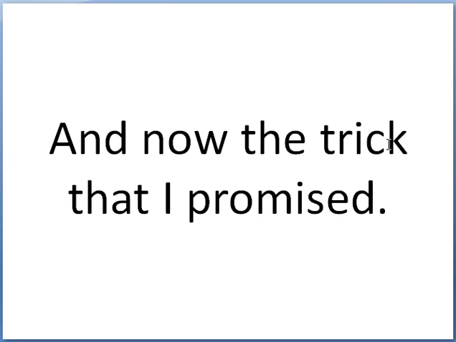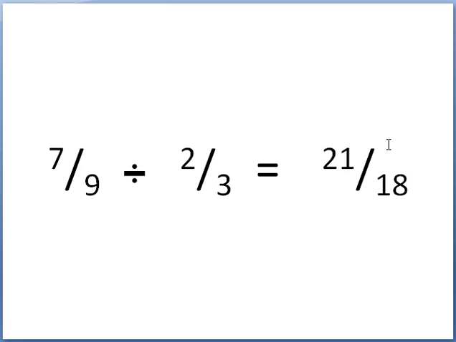And now the trick that I promised. All right, you have 7/9 divided by 2/3 does equal 21/18. How did I do that without flipping the second fraction, or the fraction that's doing the dividing? I simply multiplied 7, the numerator, times 3, the denominator, and put that in the numerator's position. Then I simply multiplied 9 times 2, the denominator in one case, the numerator in the other, and I put that in the denominator's position. That 21/18 has not been simplified.